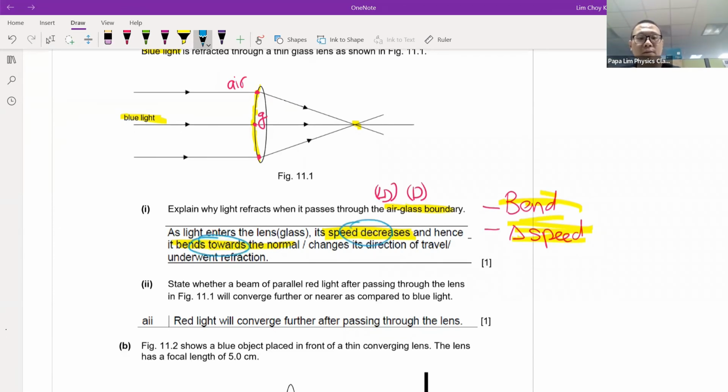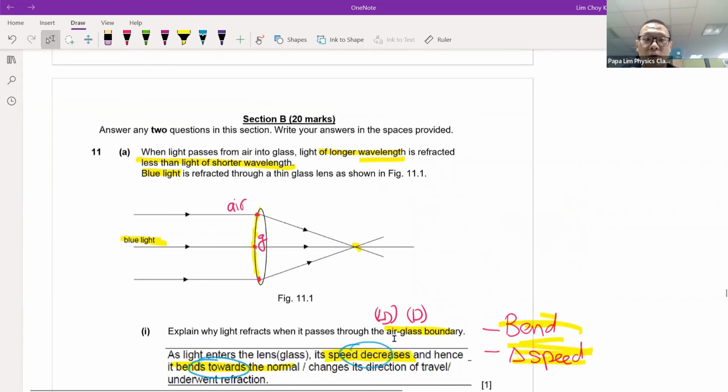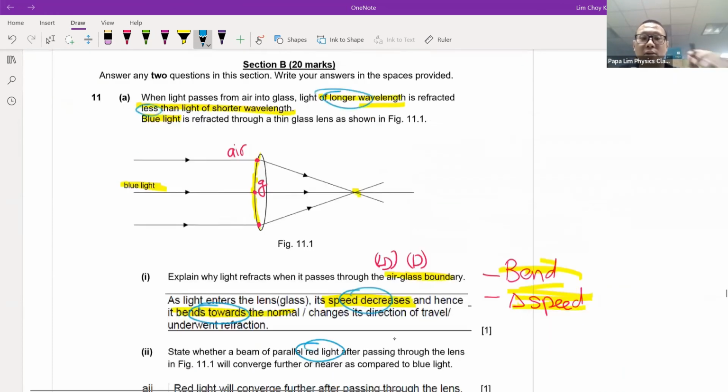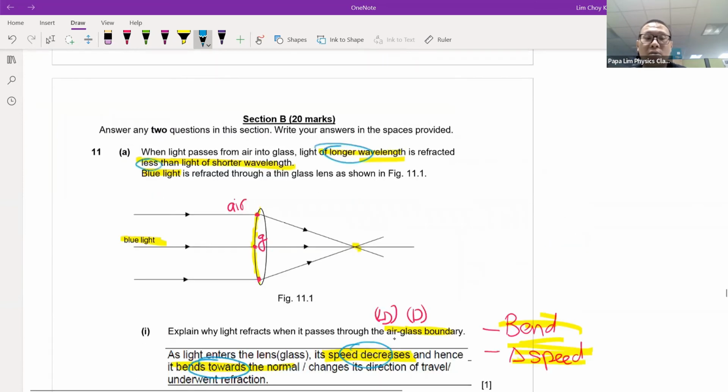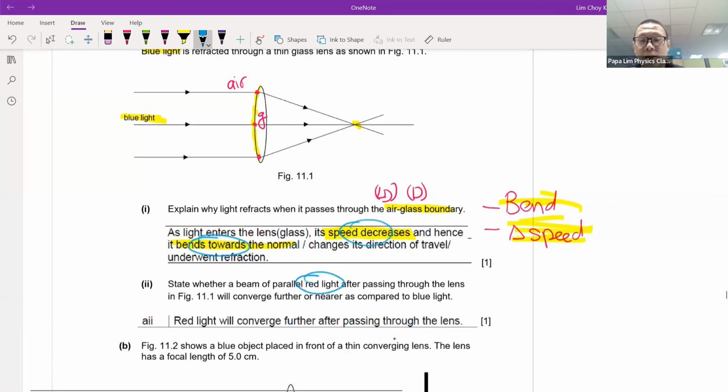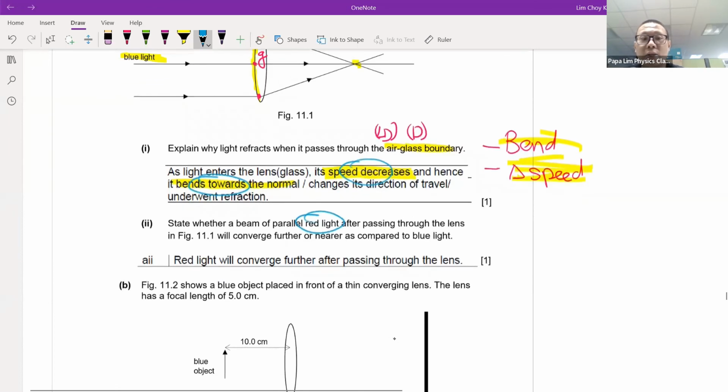Okay, same thing, red light. How does it converge? Here you must know, based on the question, red has a longer wavelength and will refract less. In this context, if you look at the EM spectrum, students, you need to know whether red light has a longer or shorter wavelength before you can conclude the answer. Red light actually has a longer wavelength, and because it's a longer wavelength, after passing it will converge less.